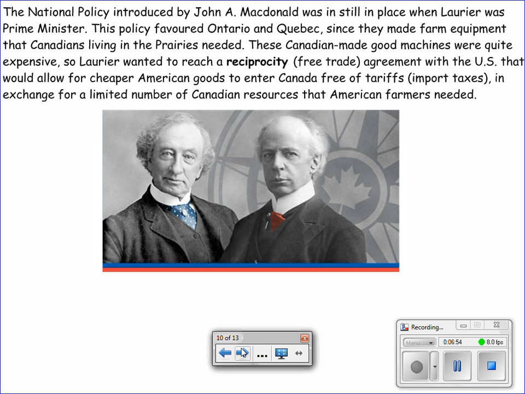The national policy introduced by John A. Macdonald was still in place when Laurier was Prime Minister. This policy favored Ontario and Quebec since they made farm equipment that Canadians living in the prairies needed. These Canadian-made machines were quite expensive, so Laurier wanted to reach a reciprocity, or free trade agreement, with the U.S. that would allow for cheaper American goods to enter Canada free of tariffs or import taxes, in exchange for a limited number of Canadian resources that American farmers needed.